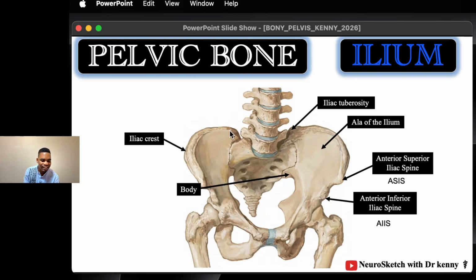You have the iliac crest. The topmost surface of the ilium is called the iliac crest, and the iliac crest extends anteriorly to become a prominence here. This prominence is called the anterior superior iliac spine. So it's a spine, but it's found on the anterior superior surface of the ilium, abbreviated as ASIS. Then we also have the anterior inferior iliac spine, just below the anterior superior iliac spine. And then we have the body of the ilium.